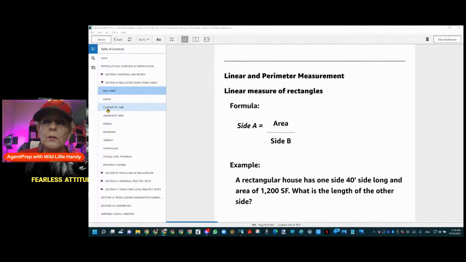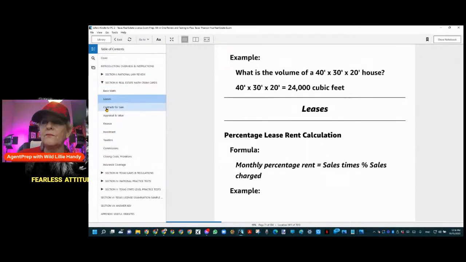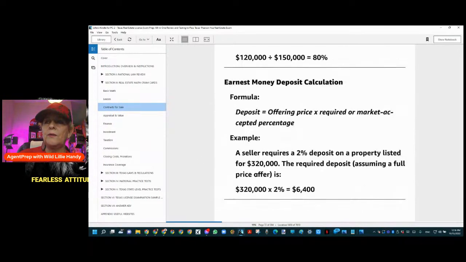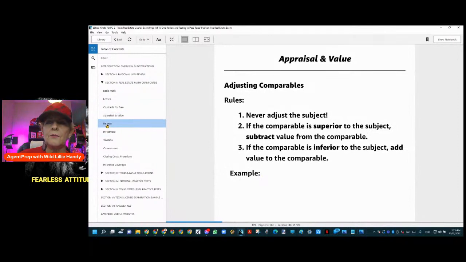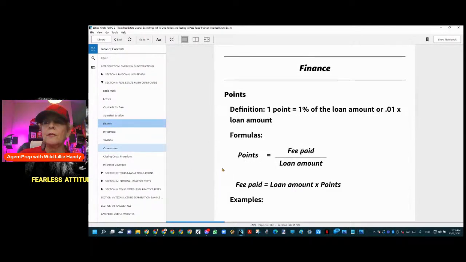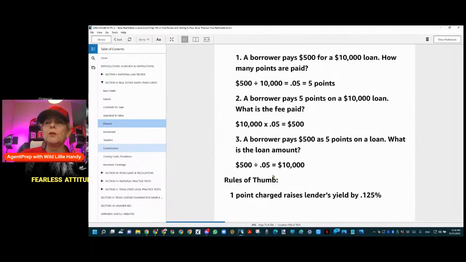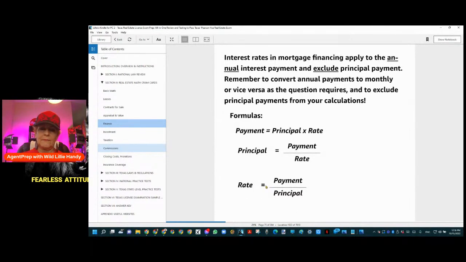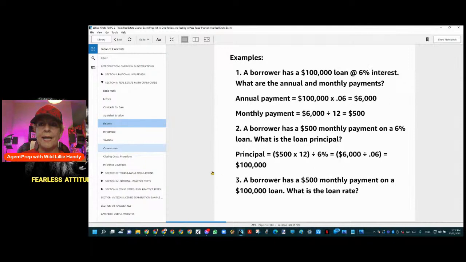All right, so you've got for leases, how to calculate that, contracts for sale. We've had a few questions on that throughout the exams. And here's something like maybe a T formula, fee paid equals loan amount times points. So you've got to review them. I know many individuals do not like math. Learn it, because sometimes it might take a couple of math questions to help you pass if you missed a lot of questions on other exams, okay?